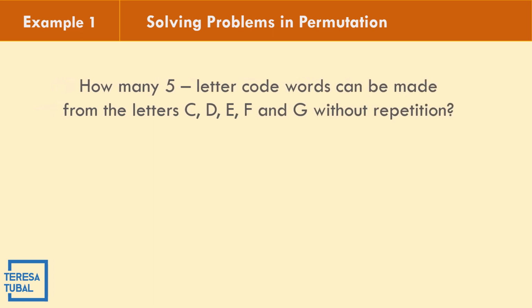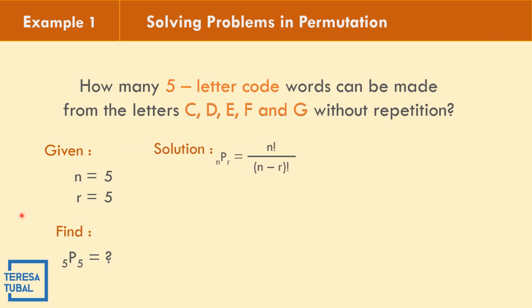In example number 1, how many 5-letter code words can be made from the letters C, D, E, F, and G without repetition? Let us see what could be the given. The given letters, that is n: if we count those letters C, D, E, F, and G, we have 5 letters. And then r is equal to 5 because we need to identify how many 5-letter code words. So let us find out the permutations of 5 objects taking 5 at a time.